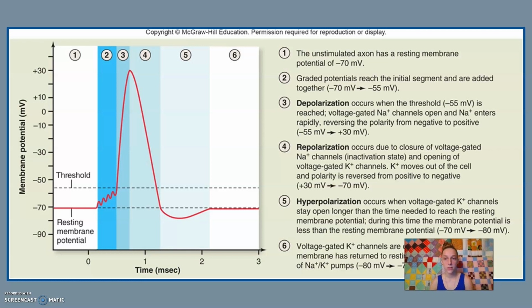Repolarization occurs due to the closure of the voltage-gated sodium channels and opening of the voltage-gated potassium channels. Potassium moves out of the cell and polarity is reversed from positive to negative. Hyperpolarization occurs when the voltage-gated potassium channels stay open longer than the time that is really needed, and this makes the cell even more negative than the resting membrane potential, at about negative 80 millivolts.